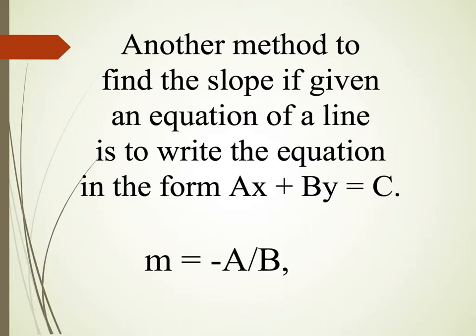Now, there are times where you might want to do a shortcut instead of going through all of that work that I just did to get y by itself. An easier way to do that, instead of trying to get y by itself, is just doing negative A divided by B. That gives you your slope. Let me show you what that looks like.